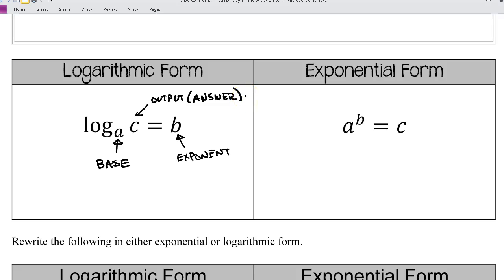Okay, so if we go over to the other form, the exponential form, again, let's label each part. This is the base, and b is the exponent, and then c is our output, or again, our answer.